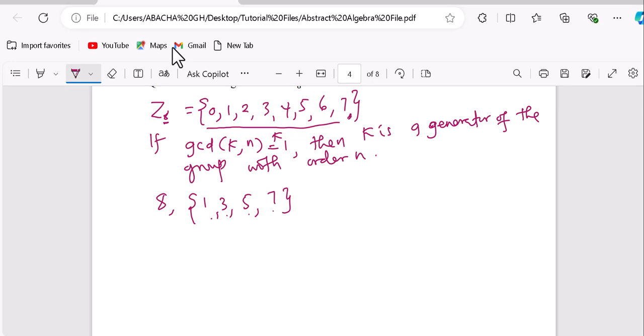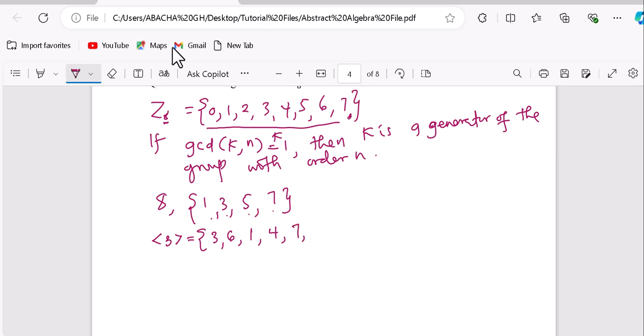So for instance, if I take maybe 3, adding 3 to 0, 3 itself is the first element. If I add 3 again and take mod 8, that's 6. If I add 3 again, that will be 9, mod 8, that's 1. If I add 3 again, that's 4. So 4 mod 8 is still 4. If I add 3 again, mod 8, that's 7. 7 mod 8 is still 7.